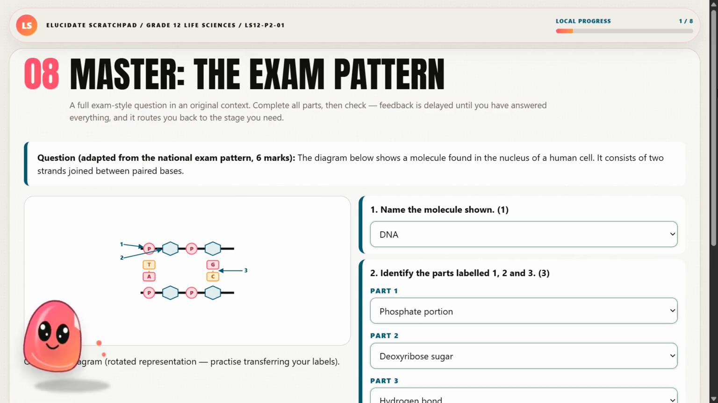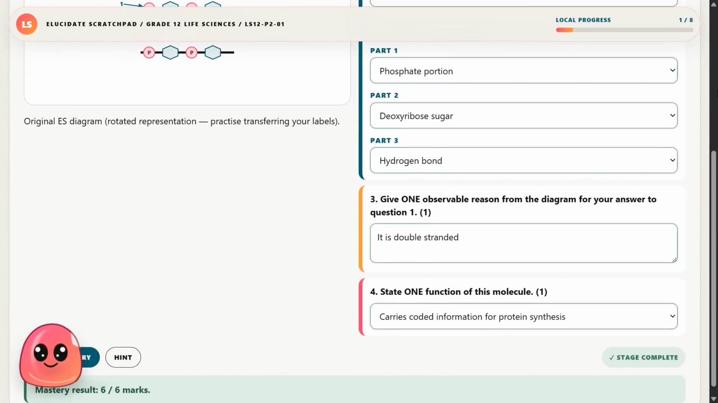The mastery check is an original exam pattern question on a rotated diagram. Name the molecule. Identify the 3 label parts. Give one observable reason from the diagram. And state one function of the molecule.